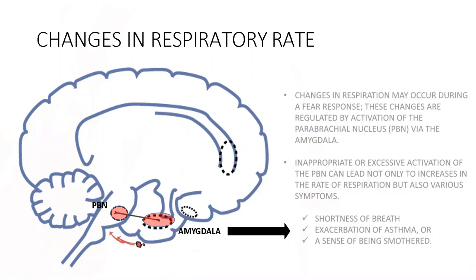So we say there is an increase in the respiratory rate, very frequent breathing, and it does not get sufficient oxygen. Even with the increase in respiratory rate, there is no sufficient relaxation time to get filled with oxygen. That leads to shortness of breath. People having asthma get exacerbated, and there is also a sense of being smothered, where you are unable to breathe, and chest tightness. Those things can occur because of changes in the respiratory rate.